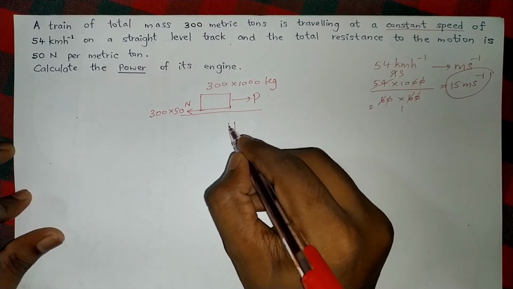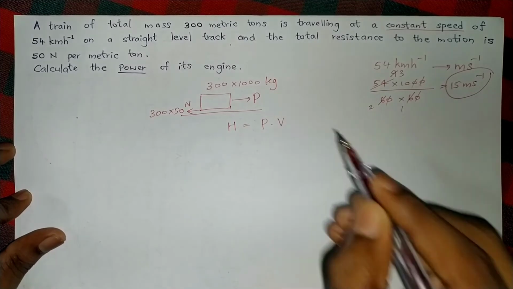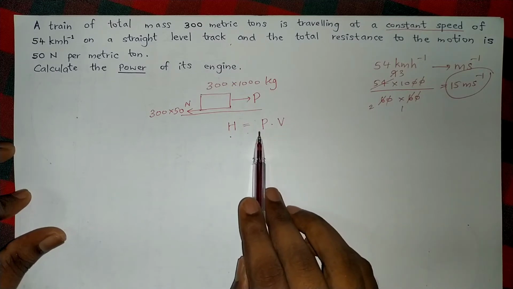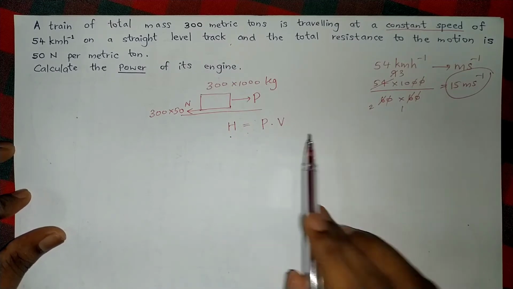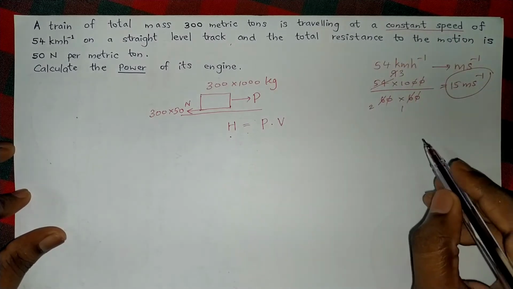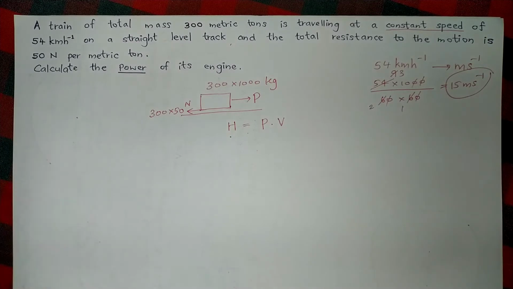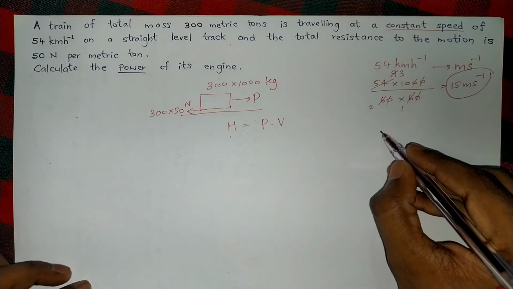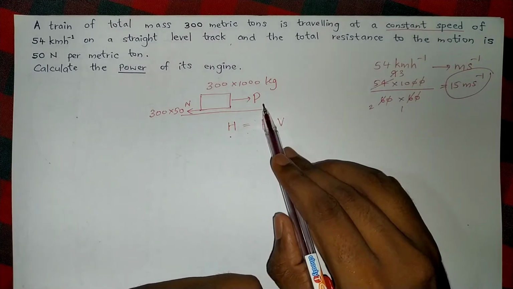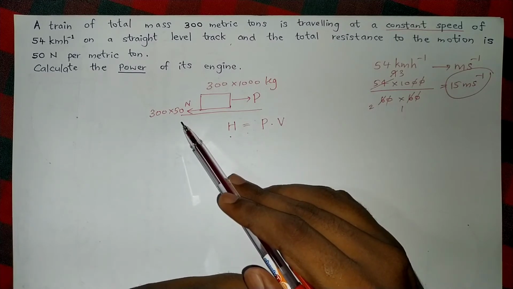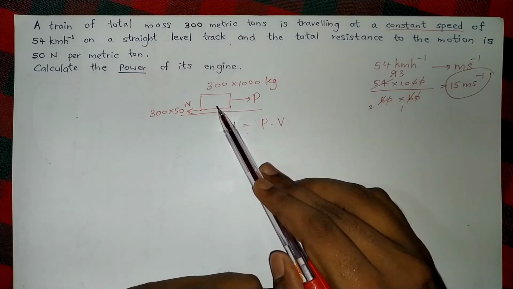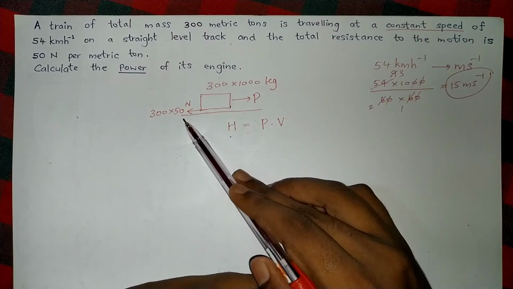Now we can apply our equation P equals FV. The power of the train engine is equivalent to the product of traction force into velocity. Since the train is moving under constant velocity, from Newton's second law we know that the train is in equilibrium. Therefore, P is equivalent to this resistance. There is no acceleration, constant speed, no acceleration. The train engine is in equilibrium. Therefore, P is equivalent to this resistance force.